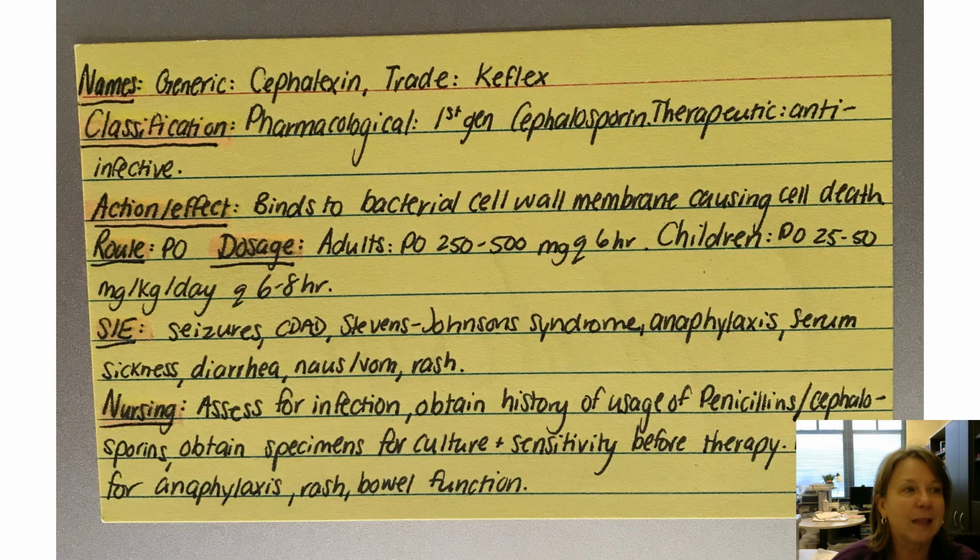This one right here, if you're looking, is great. Generic name of the drug, the trade name of the drug, classification, action and the effect, the route, the dose, side effects, and the nursing implications or nursing things that you need to know. And for this one, they said, obtain a history of usage of penicillins and cephalosporins, because if they've had it before, you would like to know if they've had any allergic reaction, or if they had an allergic reaction and shouldn't be taking this medication. So it's really good to take a look.